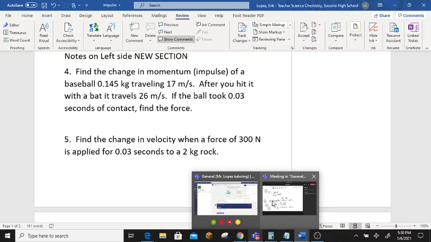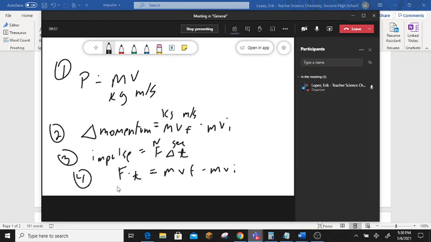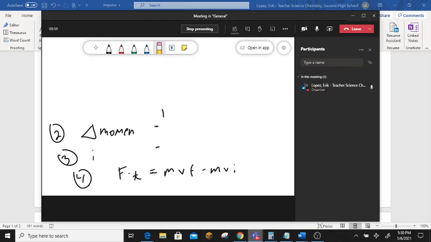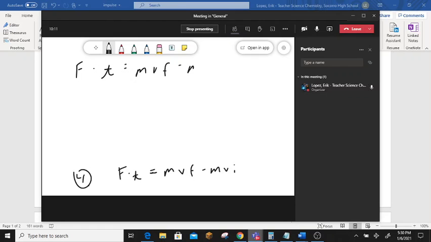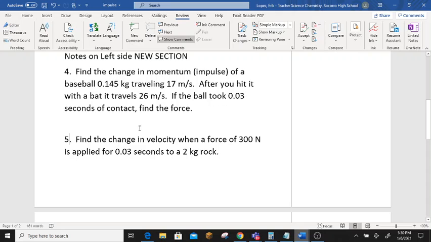Well, this is where these formulas come in, okay? This is where this becomes very, very handy. So let me go ahead and erase all of this here, and I'm going to write that formula up here. Force times time equals mvf minus mvi. So this is question number 4. Okay, so now all you have to do is plug in what they give you.